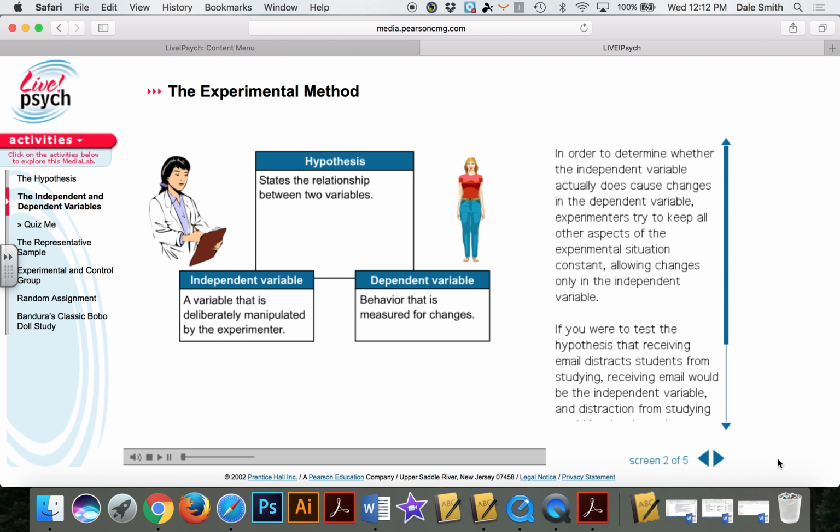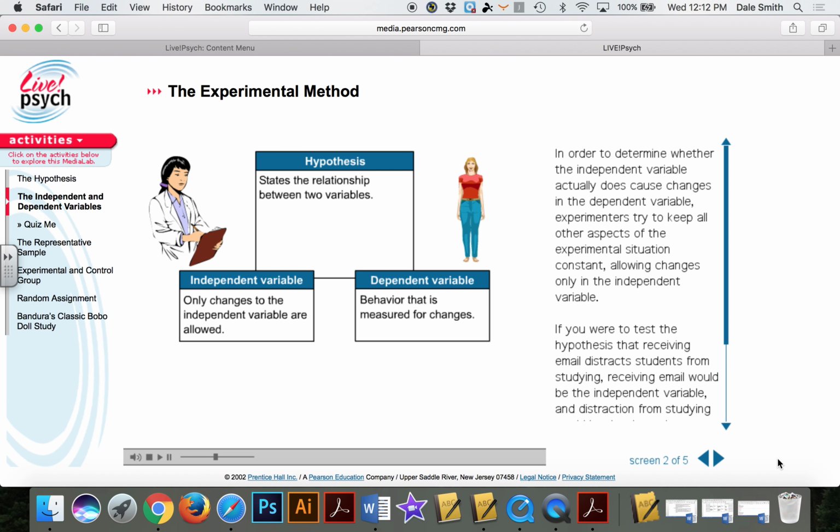In order to determine whether the independent variable actually does cause changes in the dependent variable, experimenters try to keep all other aspects of the experimental situation constant, allowing changes only in the independent variable.